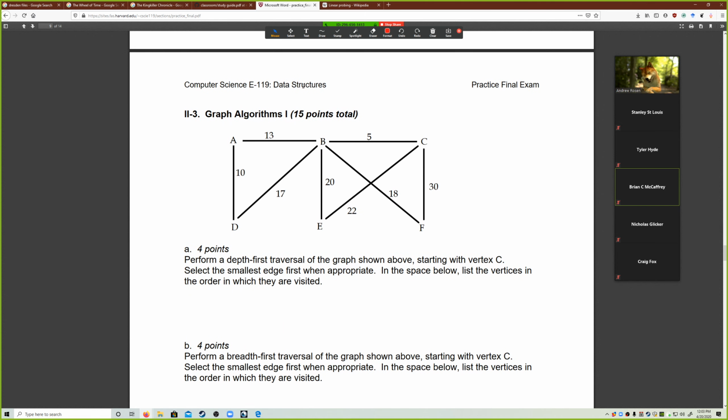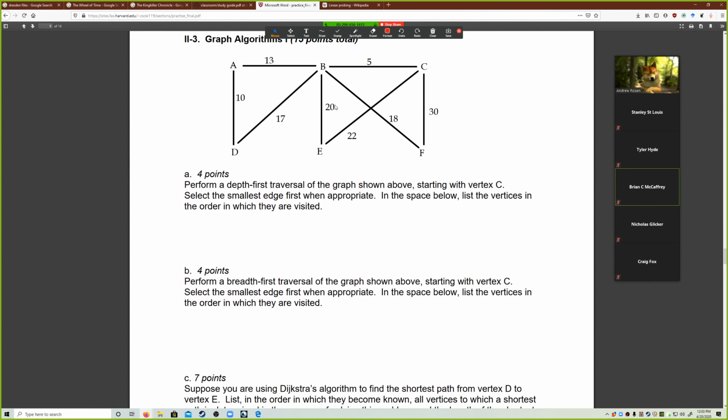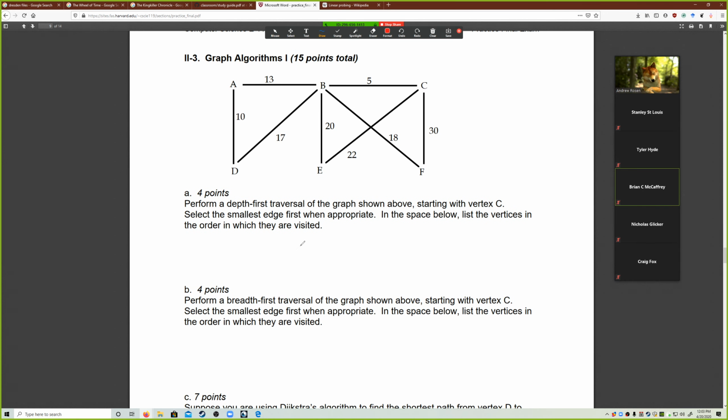Okay. Graph algorithms. Everyone focuses on different things. So, graph algorithms. Perform a depth-first traversal of the graph above, starting at vertex C, selecting the smallest edge visited when appropriate. In the space below, list the vertices in the order they were visited.